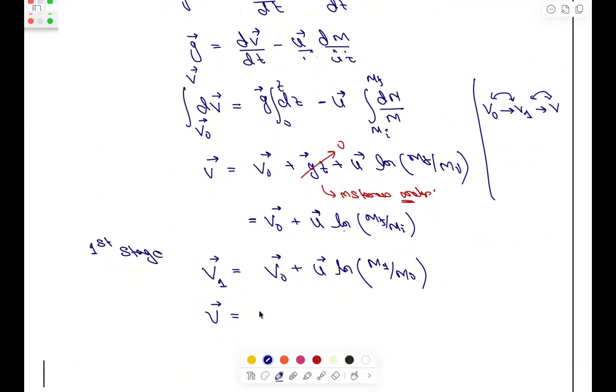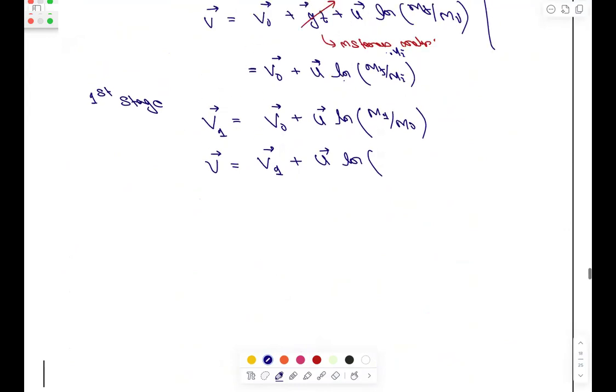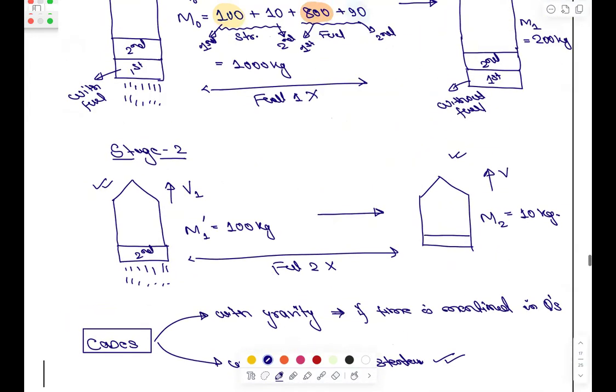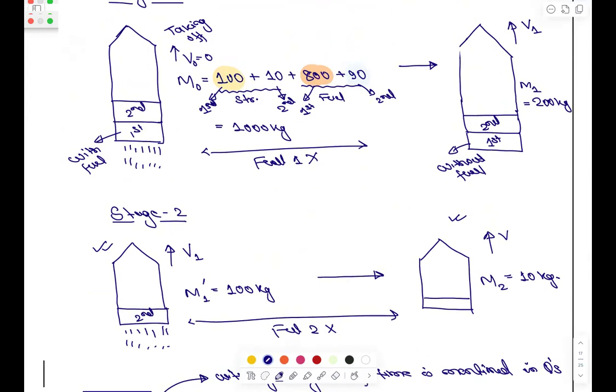Okay? So we will be able to get v equals v1 plus u ln, and again we will take ln from this to this. It is m2 by m1 dash. We have finally written everything, m2 by m1 dash. Please try to understand in real life what happened from this to this, the velocity gets changed, right? So please try to understand the assumptions involved. That's why I am writing it multiple times.